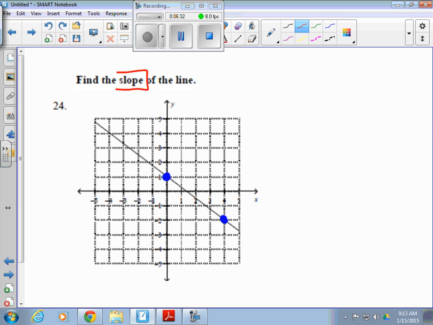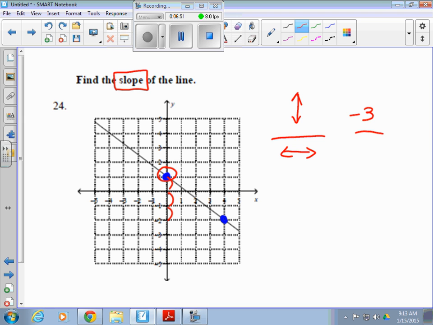Slope is rise over run. How many times you're going to go up or down over how many times you're going to go left or right. So if you start here, count how many times you're going to go down. 1, 2, 3. Down 3. We went down 3, which means negative 3.